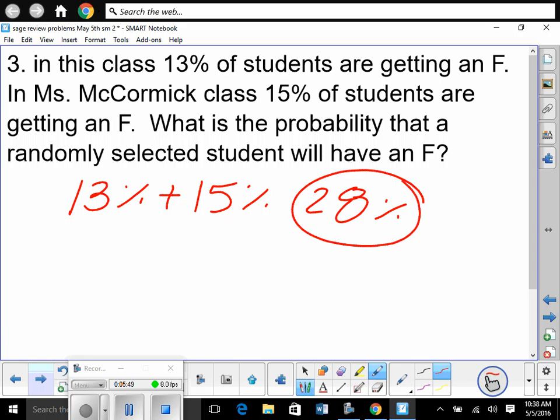That's a lot. What was that? When you have to multiply something out, this was "or." What's the probability that a student has an F in her class or my class? Or means addition. So that's why we added. Does that make sense?